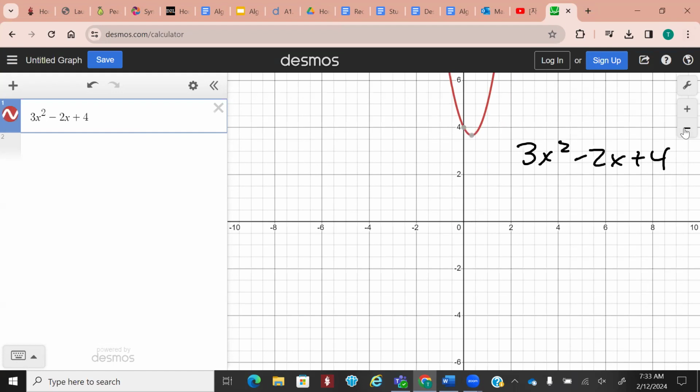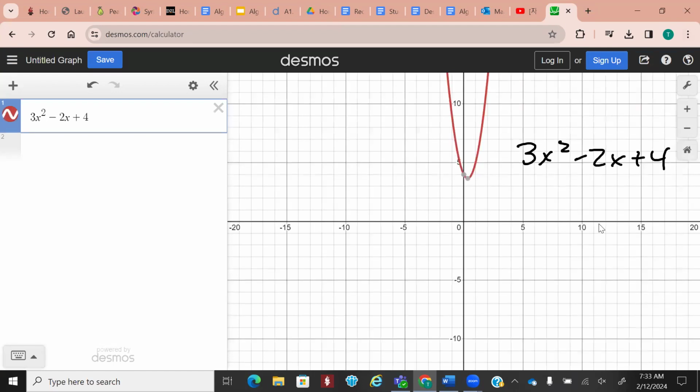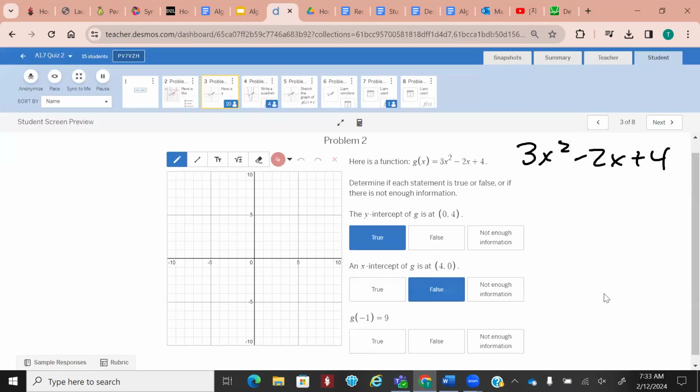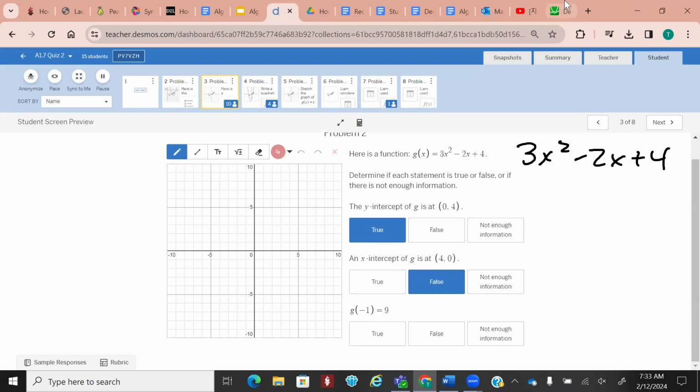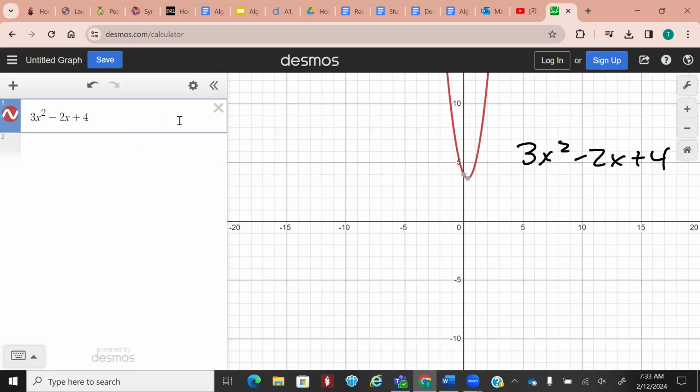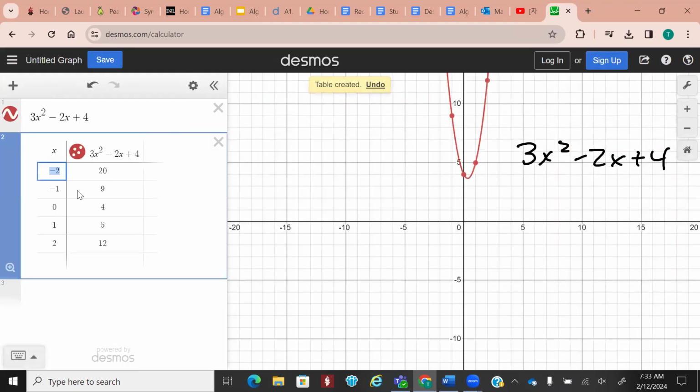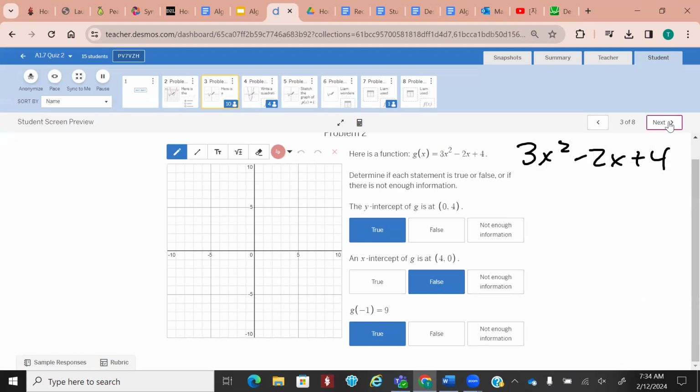this. Is there an x-intercept? Does it cross the x-axis? No, it doesn't touch it. So this would be false. And then -1 equals 9. So looking at this, we could go to our table and we could go -1. Does it equal 9? Yes.